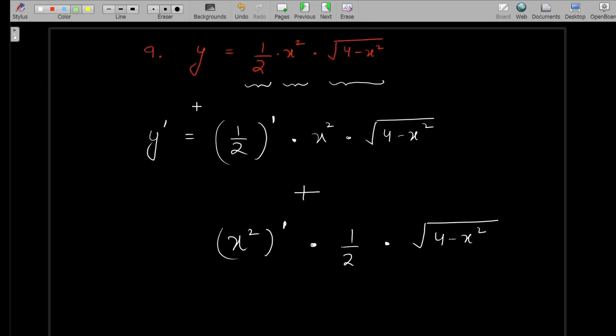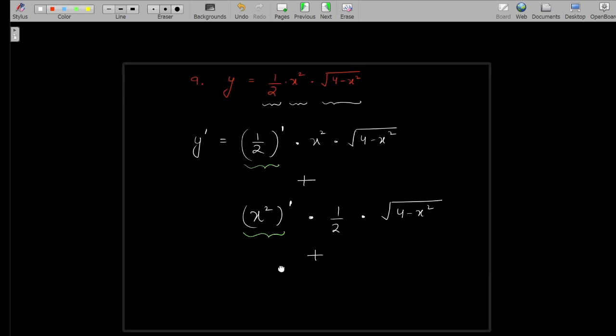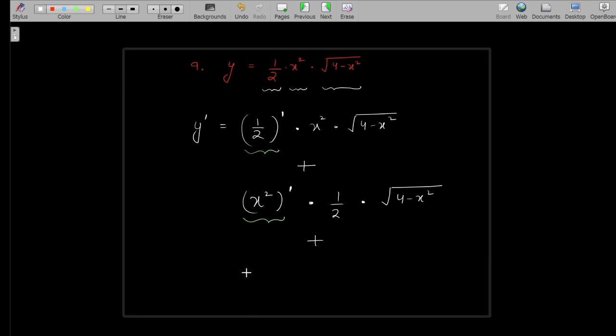Okay, so this is the derivative of the first function, derivative of the second function, and then derivative of the third function. So you plus the derivative of square root of 4 minus x square times the other two functions as they are. So 1/2 times x square. Is this step clear, Anika? Yeah. So basically, I have to find the derivative for each term and add it within the full thing. Yes, this is your product rule.